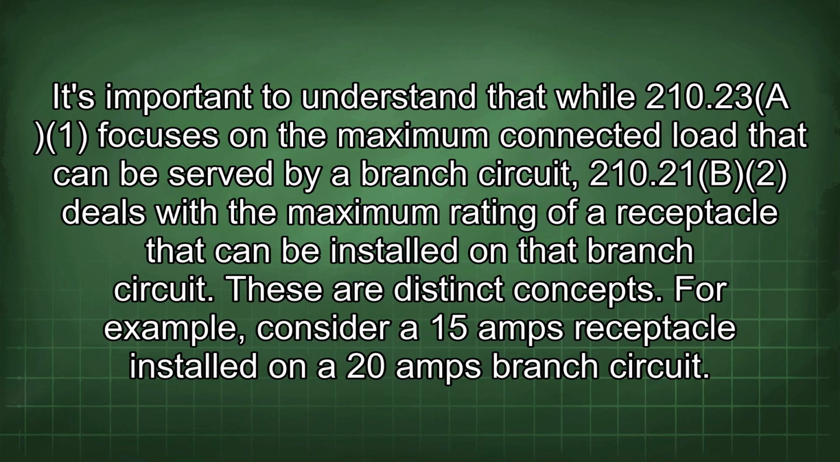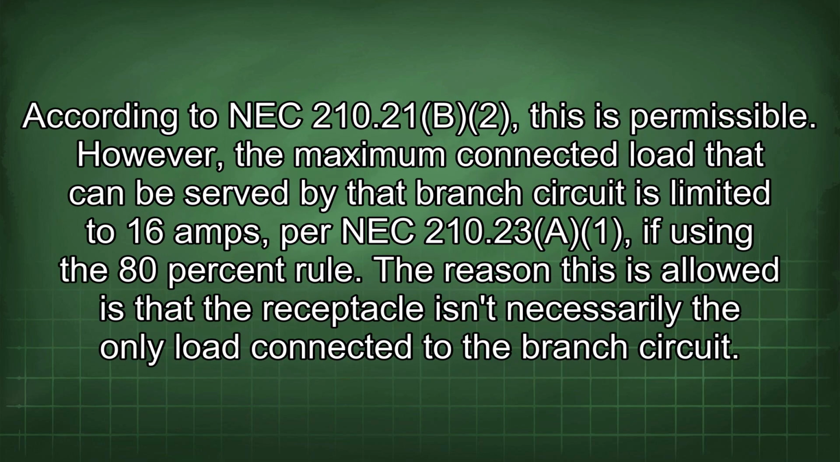These are distinct concepts. For example, consider a 15 amp receptacle installed on a 20 amp branch circuit. According to NEC 210.21(B)(2), this is permissible. However, the maximum connected load that can be served by that branch circuit is limited to 16 amps per NEC 210.23(A) if using the 80% rule.